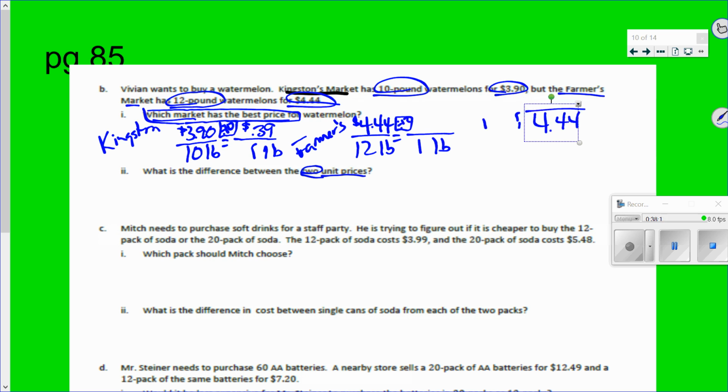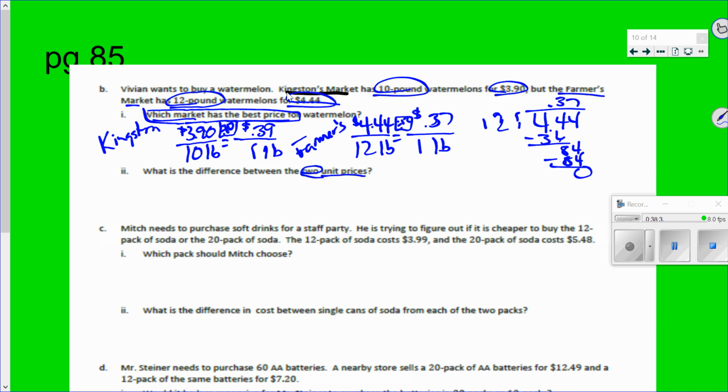444 divided by 12. As a reminder, guys, when I'm dividing by a decimal, it goes straight up in the division bar. So 12 goes into 44. It's going to be 3 times. Gives me 36. Goes into 84 7 times. So that one is 0.37.